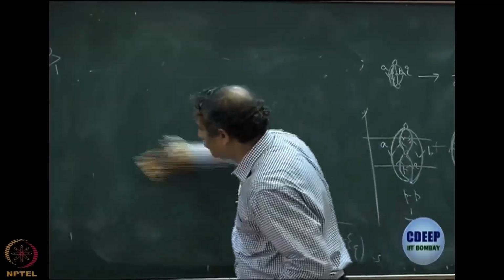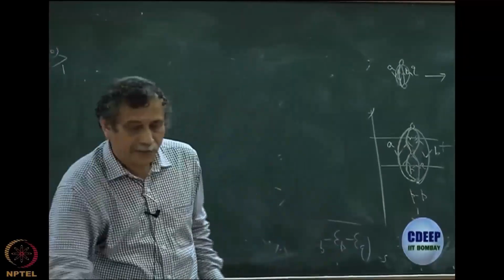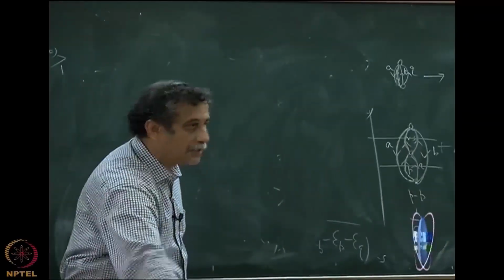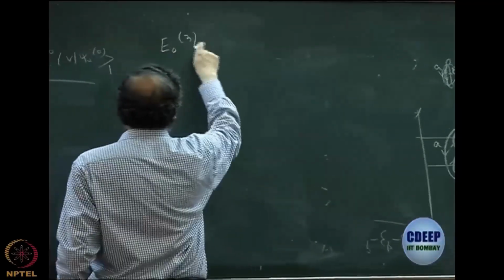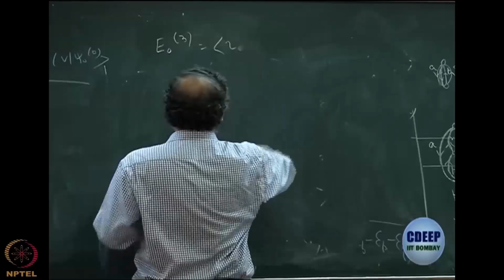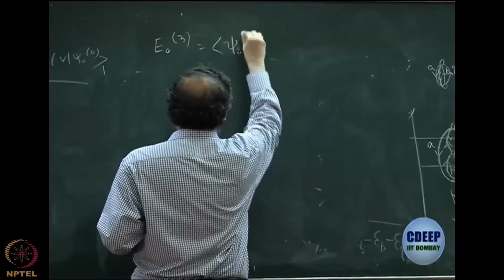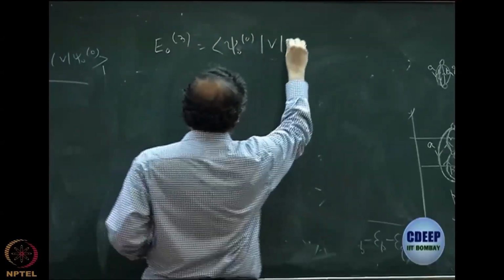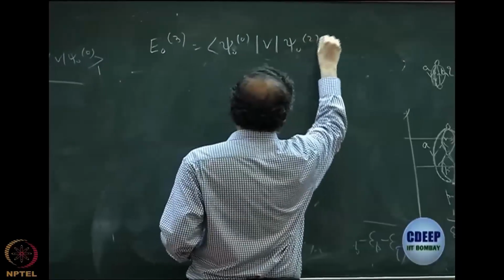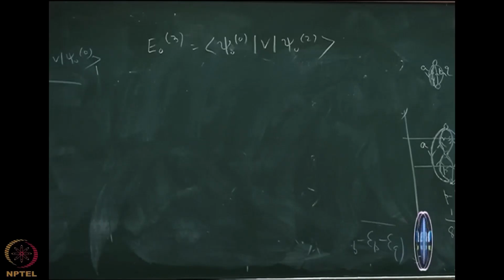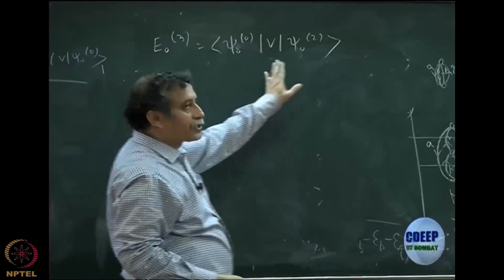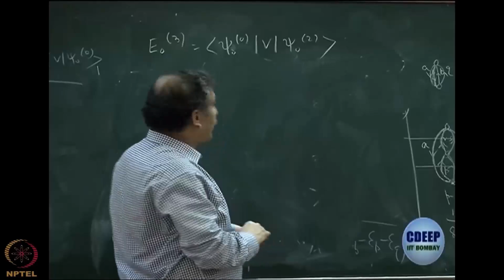I hope you remember how to write E03. ⟨ψ00|V|ψ02⟩, correct? If you remember the E03 expression, it was ⟨ψ00|V|ψ02⟩, second order, right, in the intermediate normalization. So we have to now get what is ψ02. So how do I get ψ02?